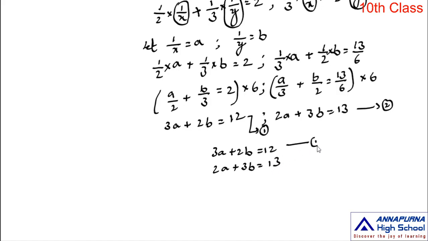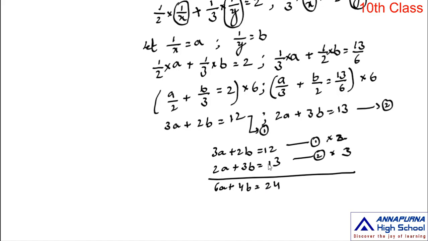Okay, so here I eliminate the variable a. For doing this, I am multiplying the first equation by 2 and the second equation by 3. Why? Because the coefficient of a in the second equation is 2, so the first equation is multiplied by 2, and the coefficient of a in the first equation is 3, so the second equation is multiplied by 3. 3a into 2 is 6a, plus 2b into 2 is 4b, is equal to 12 into 2, 24, and 2a into 3 is 6a, plus 3b into 3 is 9b, is equal to 13 into 3, 39.